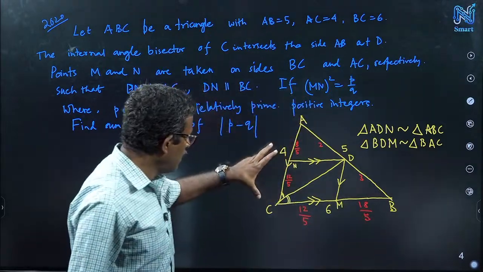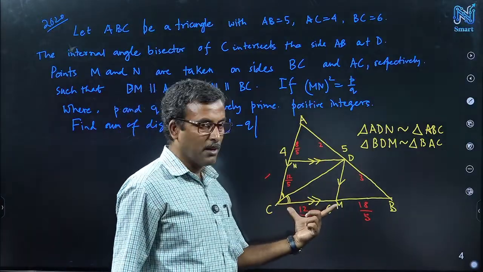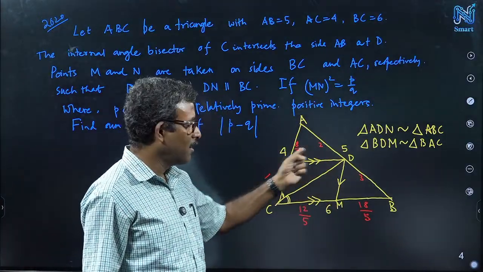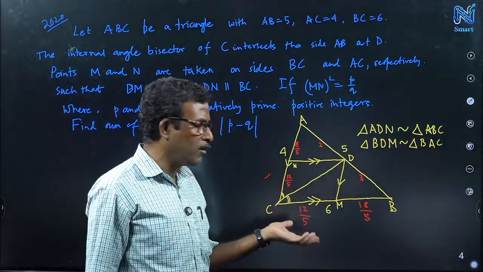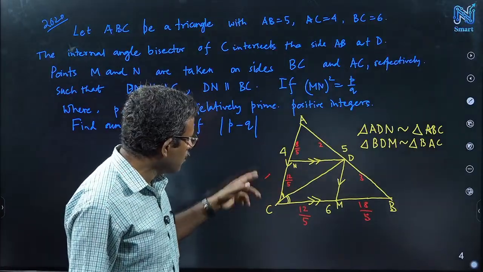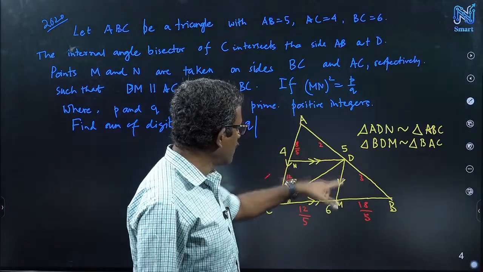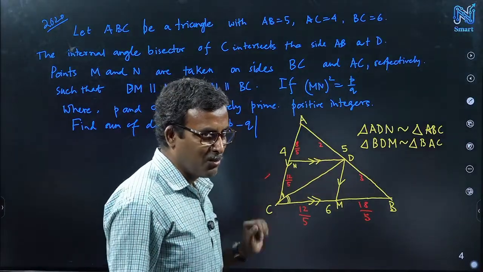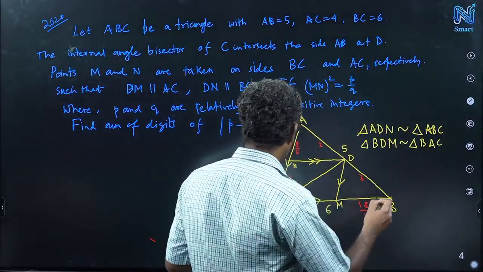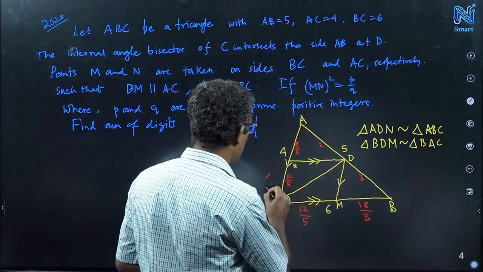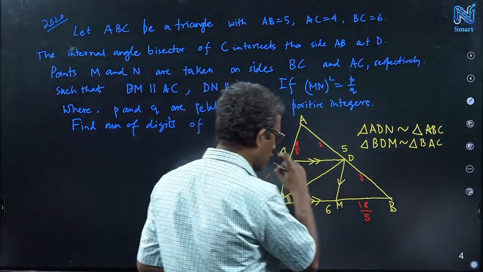So interestingly, CN is 12 by 5 and CM is also 12 by 5. That means, is it a square? It may not be a square. Actually it is not a square, because if it were a square then it is 90 degrees, and then 4 square plus 6 square cannot be 5 square. So it is not 90 degrees. These two are equal, right? So this is a rhombus.